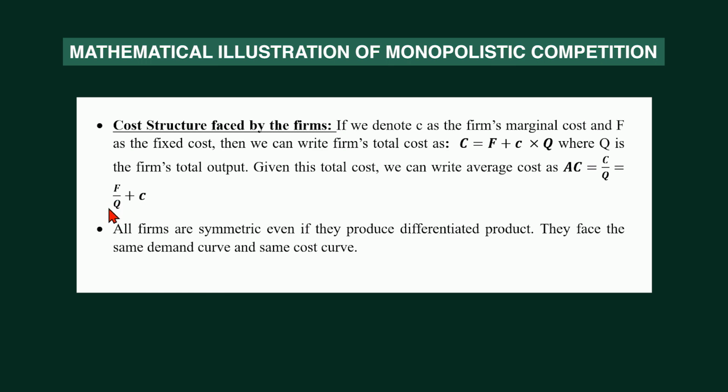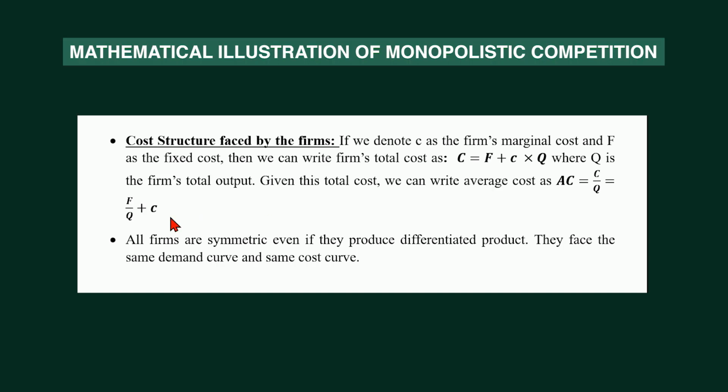So the more you produce, Q goes up, so F by Q goes down, and C remains the same. Therefore, the more the output, the value of F by Q plus C is falling. Therefore, the average cost is falling. Students, you remember that I explained in my previous module that the average cost curve is gradually falling from left to right. So along the horizontal axis, if you produce more, then average cost will gradually fall. And this is what is happening here. More Q, this F by Q falls, so your average cost falls.